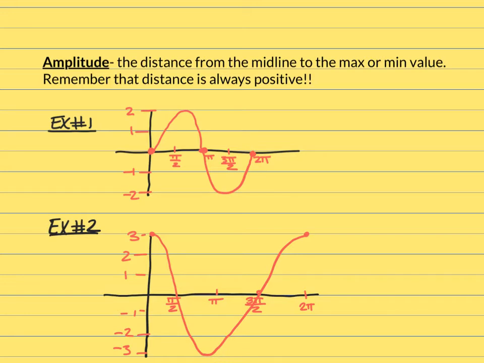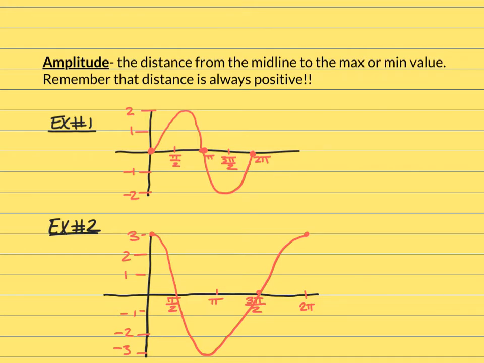Okay, so amplitude. By definition, amplitude is the distance from the midline to the max or min value. And remember, something to keep in mind is that distance is always positive. So let's take a look at the two examples that I have here. My first example is a sine curve. It's a sine curve because it starts at the origin, right? And example number 2, you can tell doesn't start at the origin, but starts up at the maximum. So therefore, that would be a cosine curve.